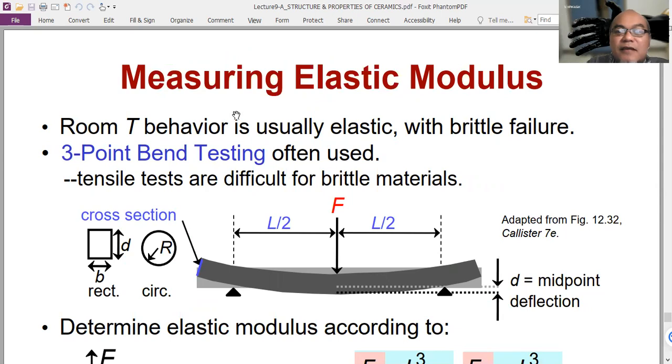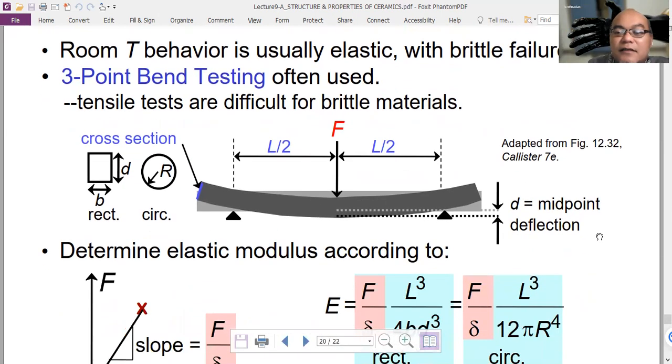The room temperature behavior is usually elastic only, no plastic deformation, with brittle failure. So if you stretch or compress above a certain threshold, it will just break, with no deformation observable. To measure the elastic modulus, we use a method called the three-point bend test, by bending stress, because tensile tests are difficult for brittle material.